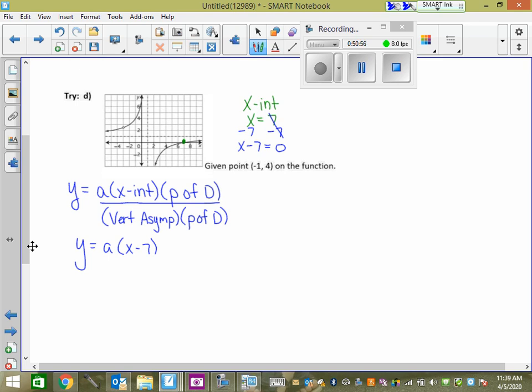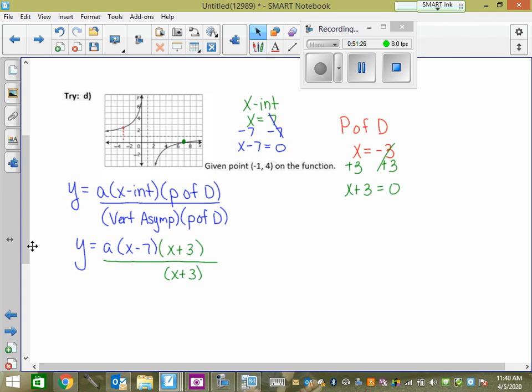Okay? Point of discontinuity, I just need the X value of it. The X value of the point of discontinuity is at -3. So I have a P of D, point of discontinuity, X equals -3. So when I'm filling in the equation, I'm literally just filling in the X values to get the equation. So I'm going to add 3 over, and I'm going to get X plus 3 equals 0. So that's going to go for my point of discontinuity on the top and on the bottom.